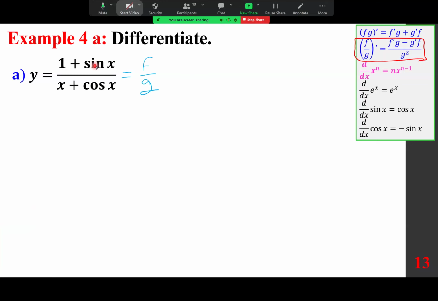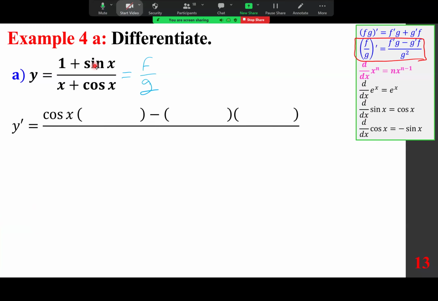So f prime, the top gives me cosine x times the bottom, x plus cosine x, minus g prime, the bottom gives me 1. Cosine gives me negative sine x. The derivative of cosine x is negative sine x. So 1 minus sine x. And then I need f, the top, which is 1 plus sine x. Finally, I write the bottom just the way it is, x plus cosine x, inside the parentheses and square it.